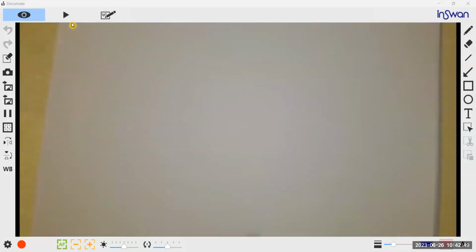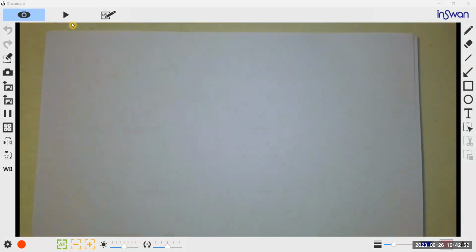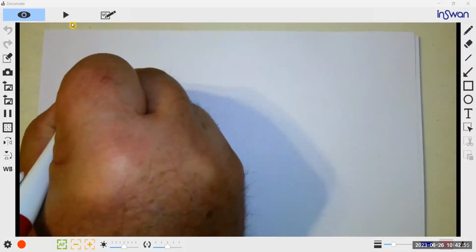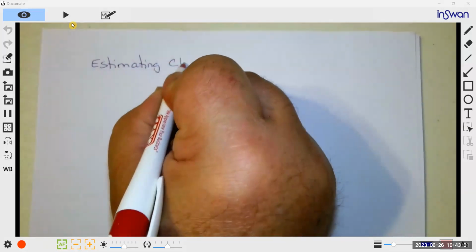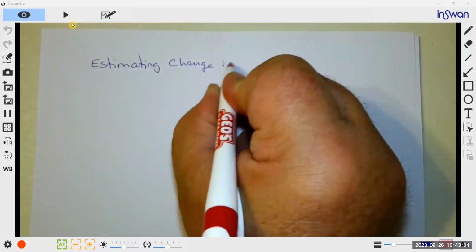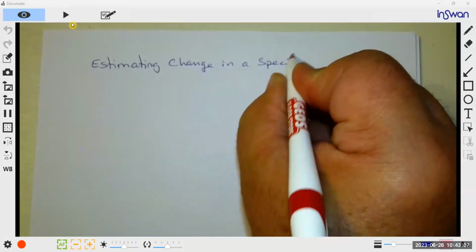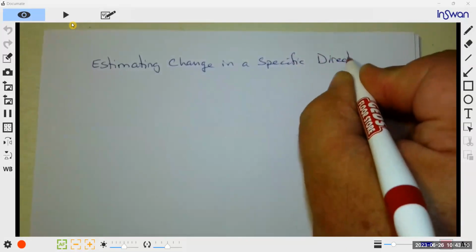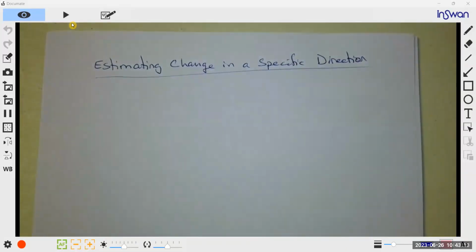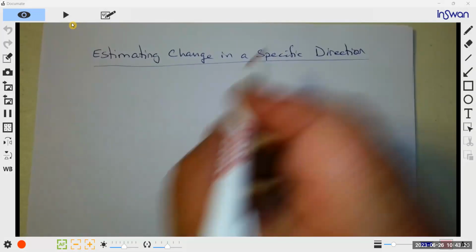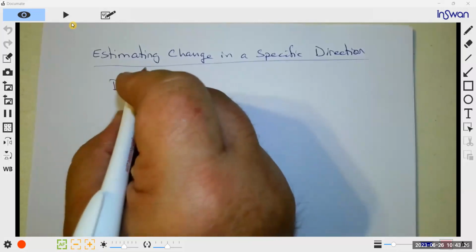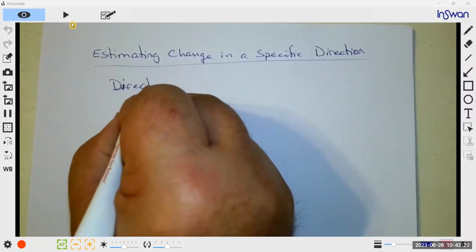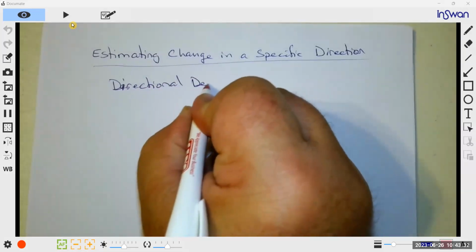All right, the next part of this section deals with estimations. Estimating change in a specific direction. So up until now, we're just saying that here's a point. Now it's like a change. Whenever we're talking about change in a specific direction, we're looking at directional derivatives.